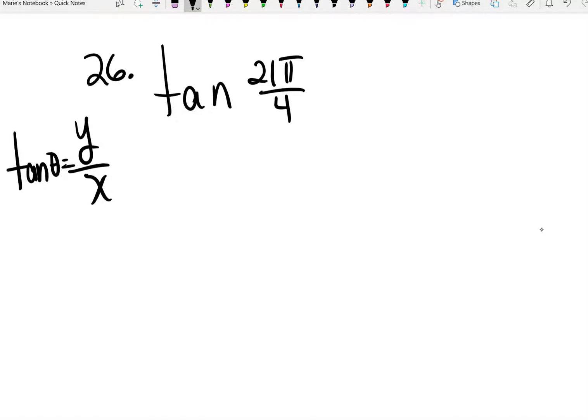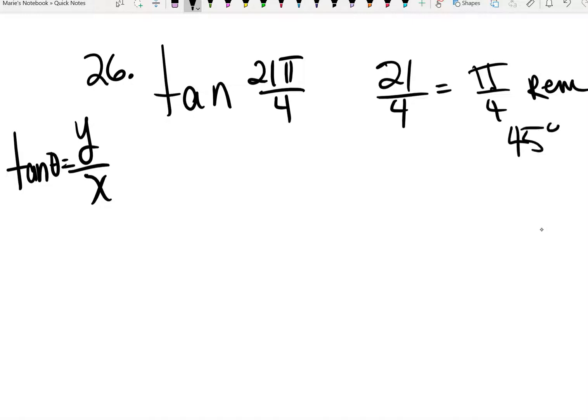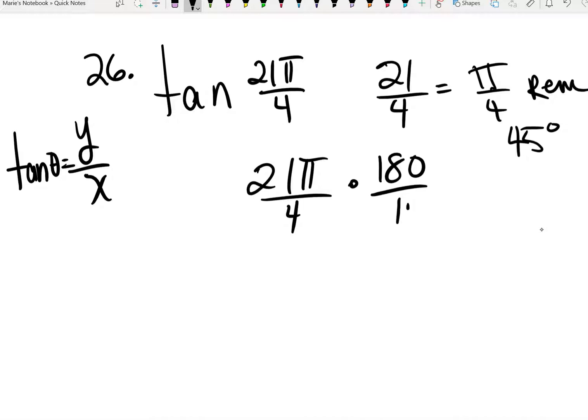Same difference for this one. If I divide, doing it the short way, 21 over 4, 4 goes into 21 at least 5 times with a remainder of 1, so hence pi over 4 is the remainder, right? And I convert that, I know that's 45 degrees. That's not rocket science. Now, drawing it, I'm looking at 21 pi over 4 times 180 over pi.